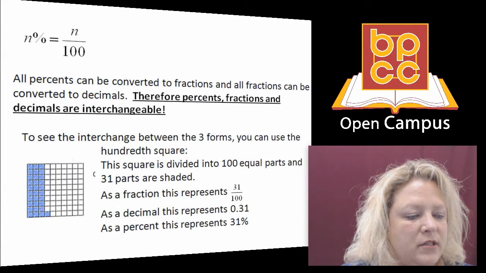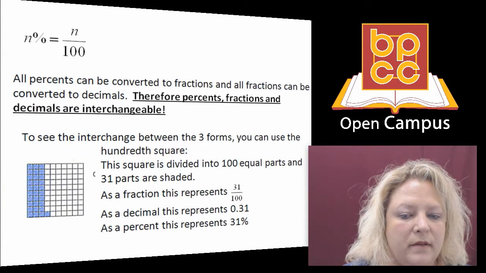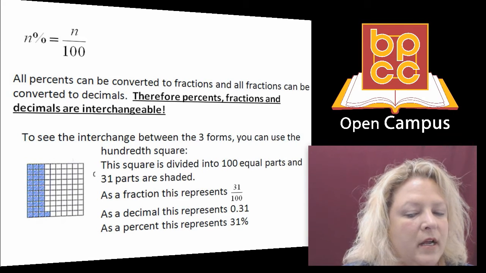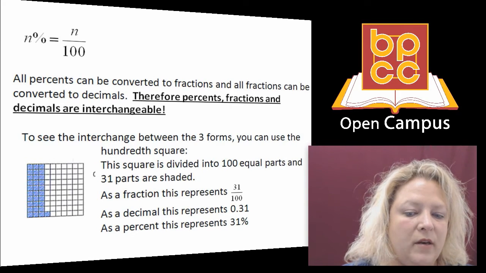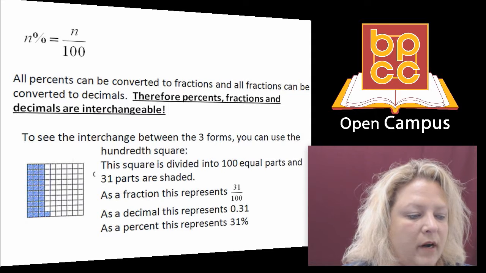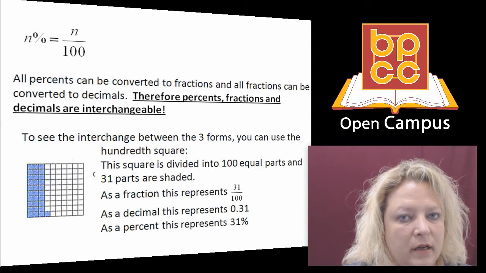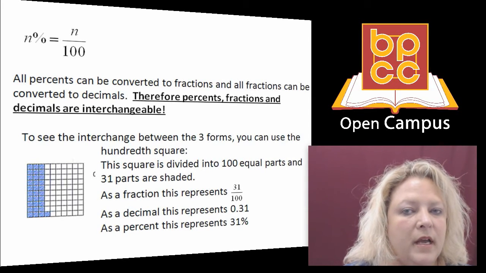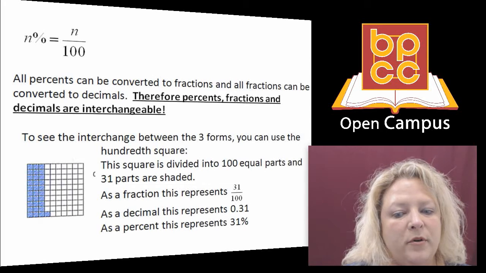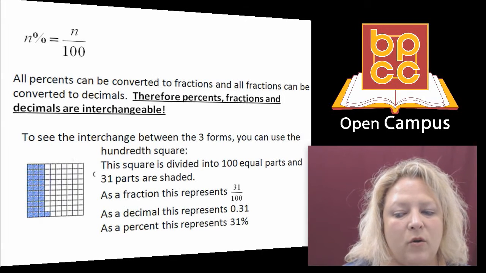So if you look at this chart, it has this beautiful little picture right here. It shows 3 rows of 10 plus 1 extra little square, and that is 31 out of 100. It is 31 hundredths, which is 0.31, but it's also 31% because there are 100 squares.